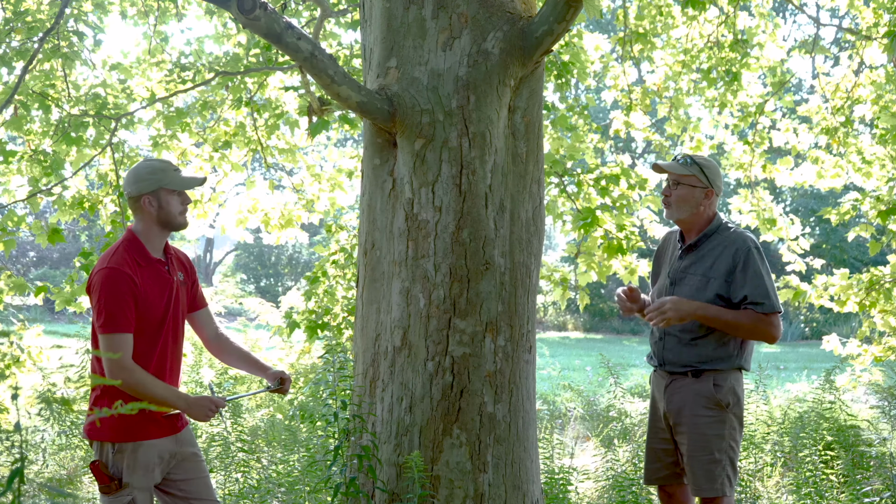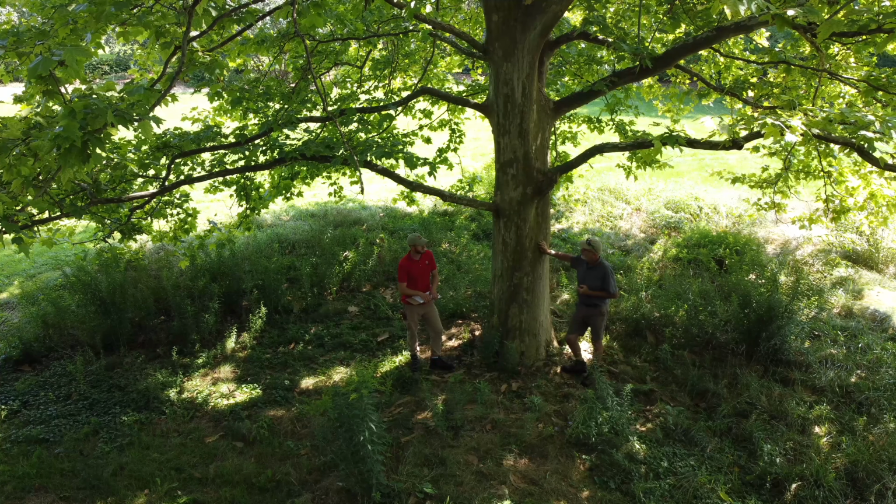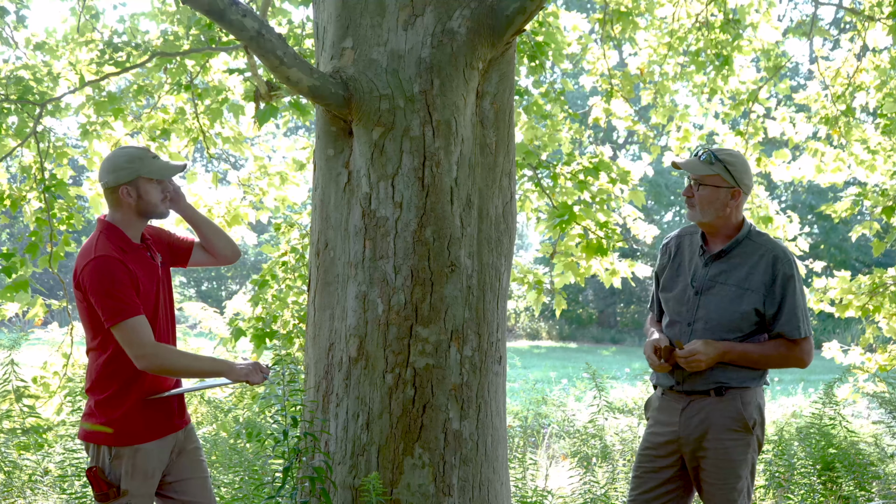And what's that system called? It's called binomial nomenclature, which is a two-name naming system. So we can take the 300,000 plants and we can single it down to one single name for this plant. So Richard, how would you take this tree and identify it? What would you look at?